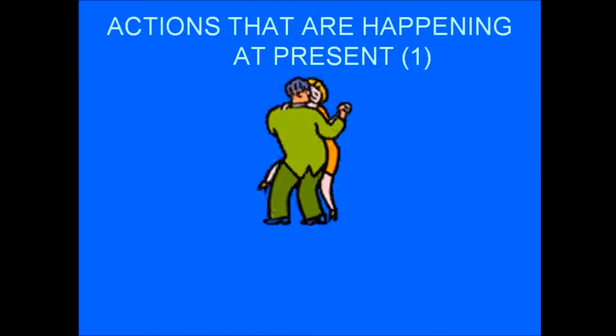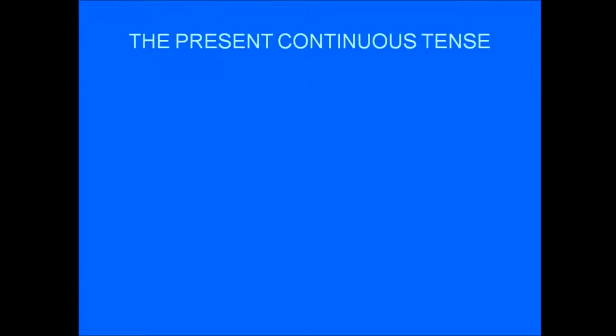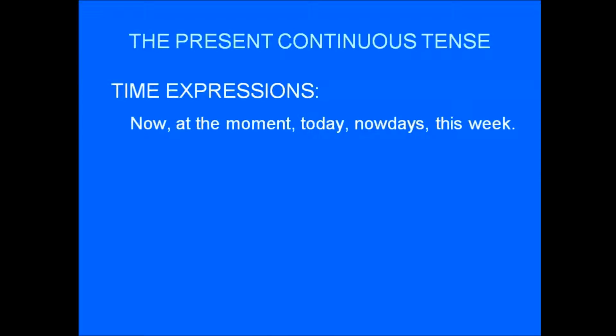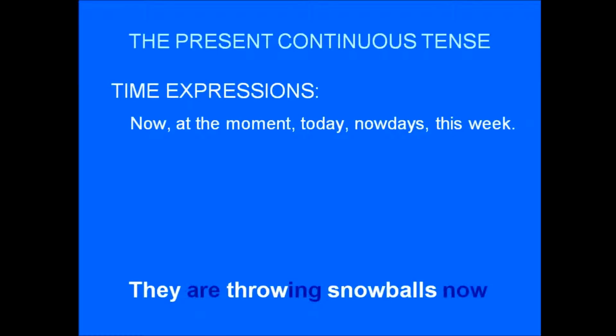Now, have a look at the picture. What are they doing? They are dancing now. And now we would like to say that the present continuous tense we use with the time expressions now, at the moment, today, nowadays, this week, etc. For example, they are throwing snowballs now.